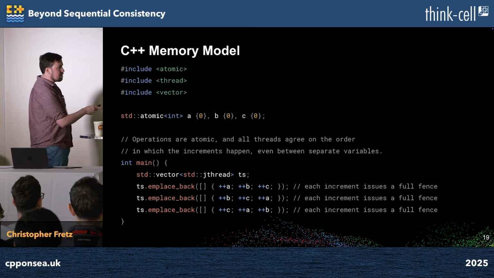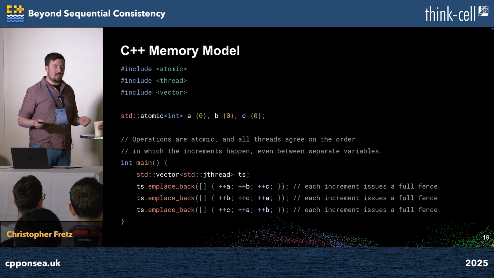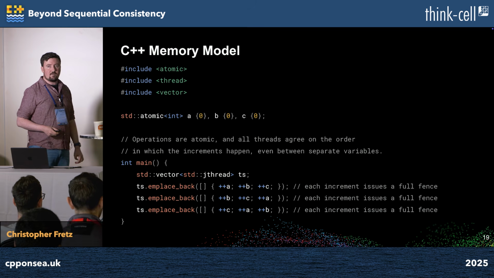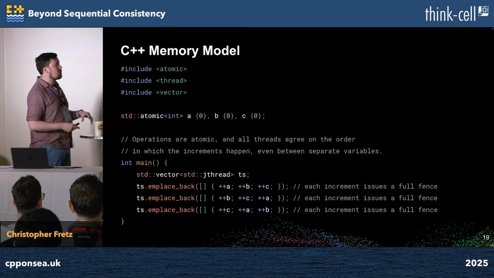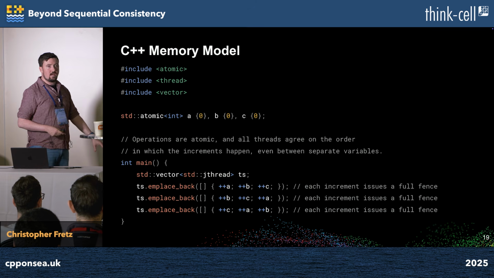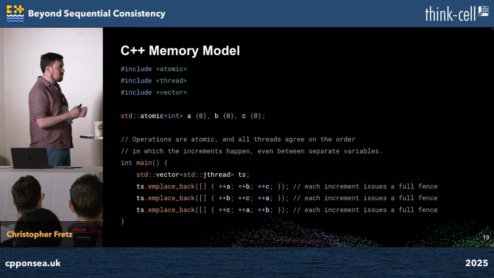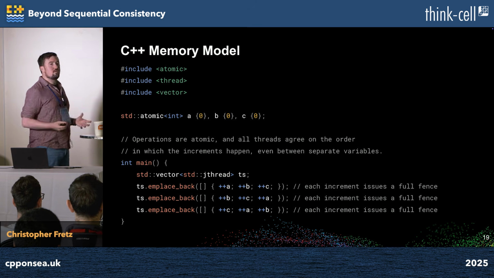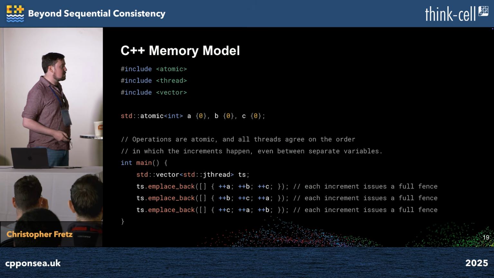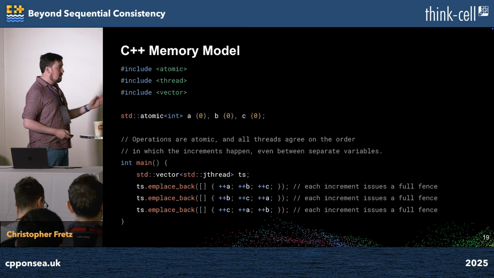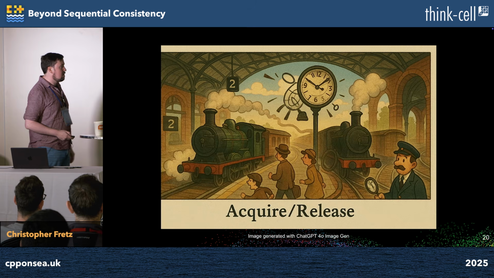But what we do know for sure is that whatever the ordering is, all threads will agree upon whatever that ordering was. Like, if it's increment A, increment B, increment A, increment C, whatever it is, every thread will agree upon that. It is not possible that any threads could have a disagreement about what the actual runtime ordering was. So that's the guarantee that we get out of sequential consistency. There is a pretty high cost for doing this.